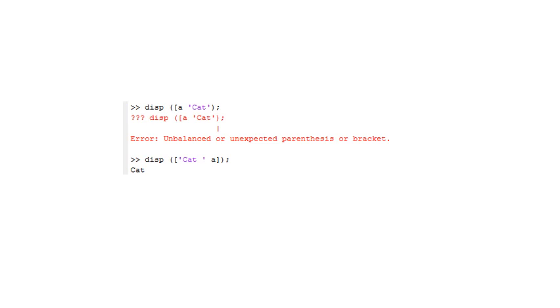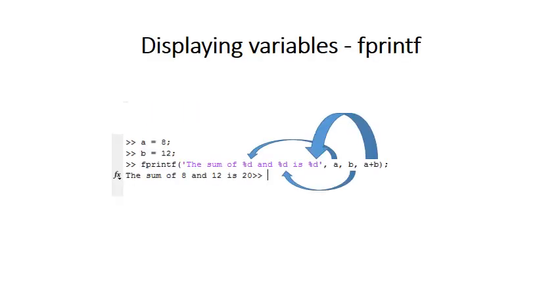The problem comes in when we start wanting to display elements of different data types. So in this example we're trying to display a number a and the string cat in different orders, and every time we're not getting a satisfactory result. So the display command is for very basic output. The fprintf command will now be introduced for more complex output.